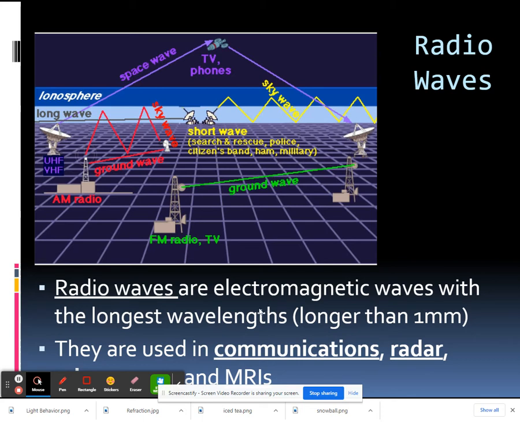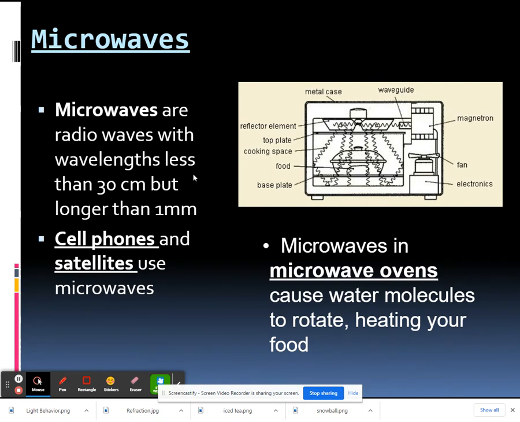A little bit shorter wavelength, a little bit higher frequency, higher energy is microwaves. They're actually technically part of radio waves, but they're the higher frequency, shorter wavelength version of radio waves. They have a wavelength of less than 30 centimeters, but longer than 1 millimeter. The cell phones and satellites we use microwaves. So your cell phone signal that comes from the satellite is in the microwave category. And then obviously microwave ovens use microwaves.